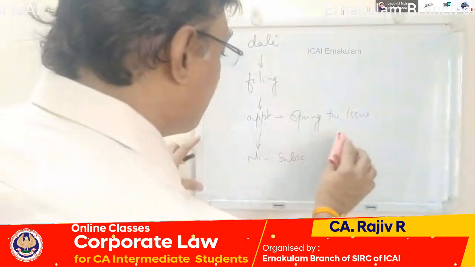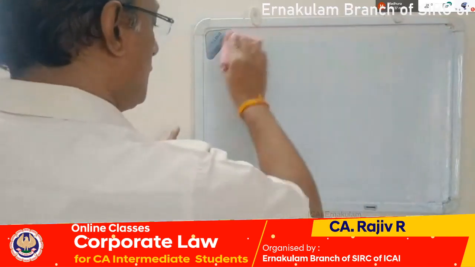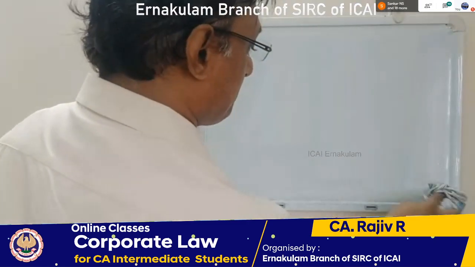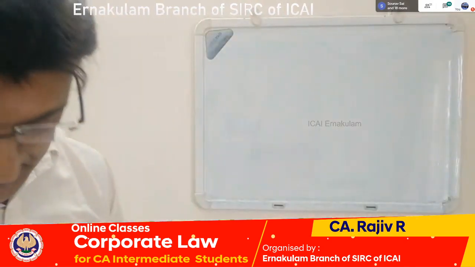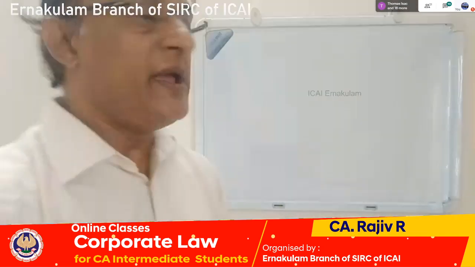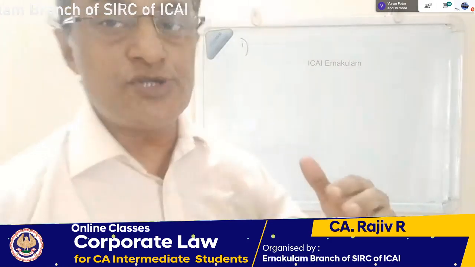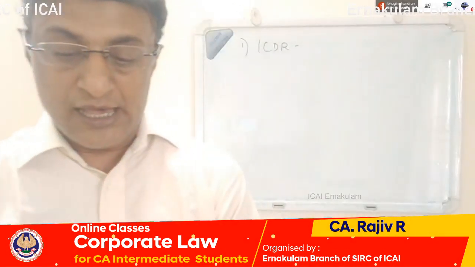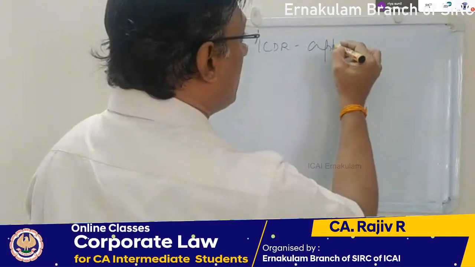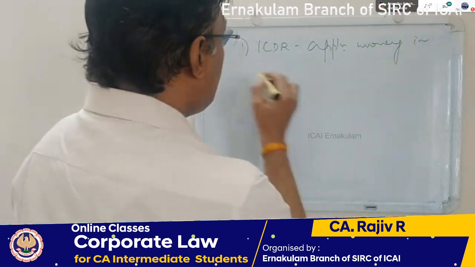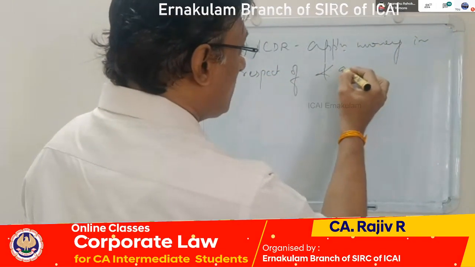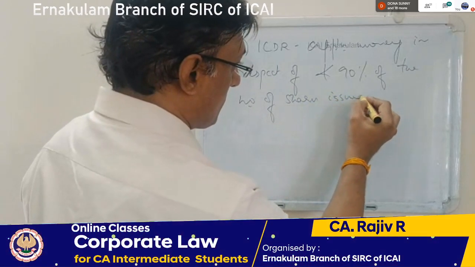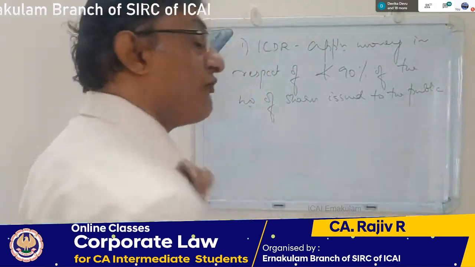Now, let us technically define it as per statute. What is it as proposed by the directors? We have seen. What is it that is statutorily prescribed? Let us come to the technicalities of minimum subscription. Minimum subscription, or the amount to be raised as the minimum subscription according to the ICDR regulations, refers to the application money in respect of not less than 90% of the number of shares issued to the public via this prospectus.